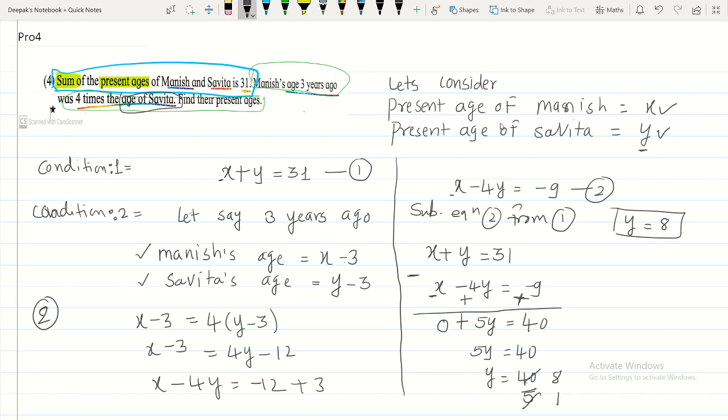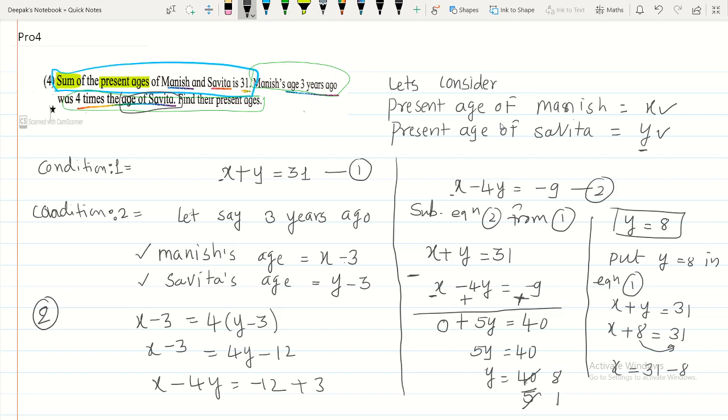Now put the value of y in equation 1. Put y equals 8 in equation 1. What is equation 1? x plus y equals 31. I am placing the value y equals 8 here, so x plus 8 equals 31. Take this 8 to this side, it will become minus 8. So x equals 31 minus 8, which is 23.